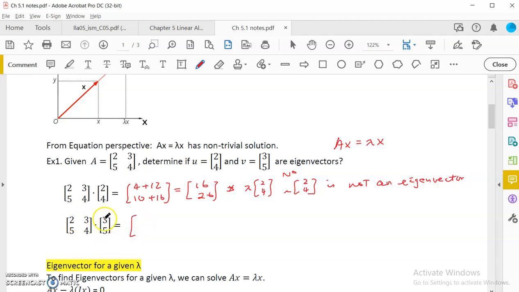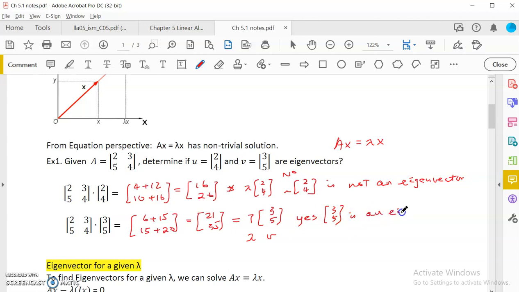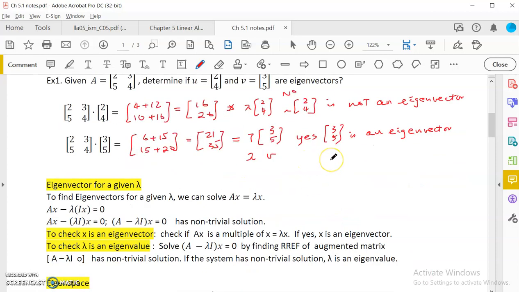If I do row times column, it will be 6 plus 15. Row times column, 15 plus 20, right? So that would equal 21, 35. If I factor 7 out, I would have 3, 5. And this is actually lambda times v, right? v is 3, 5, and now I have 7v. So yes, 3, 5 is an eigenvector. So it's very easy to check if something is an eigenvector. You just have it undergo the transformation to see if it becomes a multiple of itself.